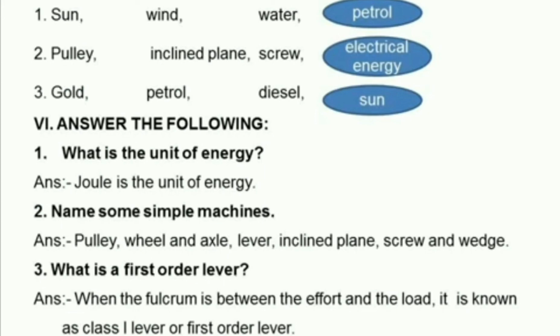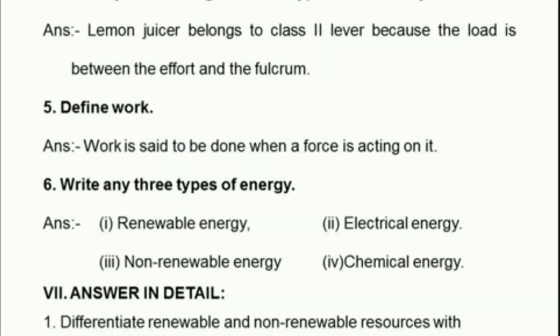Answer the following. Unit of energy is joule. Simple machines, you want to write six. And what is known as first order lever? Fulcrum is in between effort and load is known as first order. Example, scissors and seesaw. Lemon juice belongs to which type of lever? Why? Lemon juice belongs to class 2 lever because the load is in between the effort and the fulcrum. Define work. Work is said to be done when the force is acting on it. Three types of energies: renewable, non-renewable, electric energy and chemical energy.